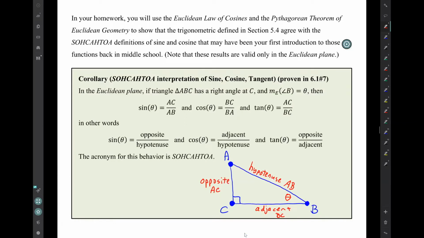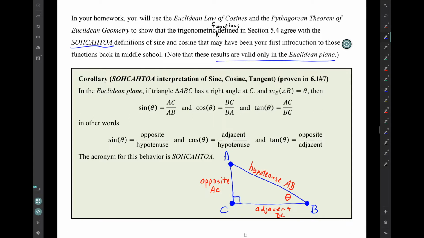Also in your homework, you'll use the Euclidean Law of Cosines and the Pythagorean theorem of Euclidean geometry to show that the trigonometric functions defined in section 5.4 agree with what I call the Sohcahtoa definitions of sine and cosine that may have been your first introduction to those functions back in middle school. Notice that these results are valid only in the Euclidean plane.